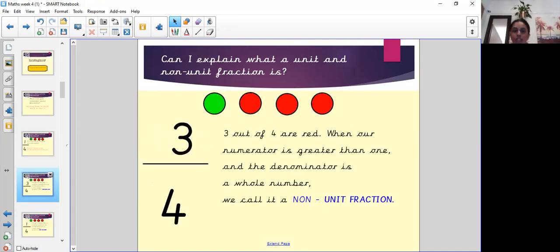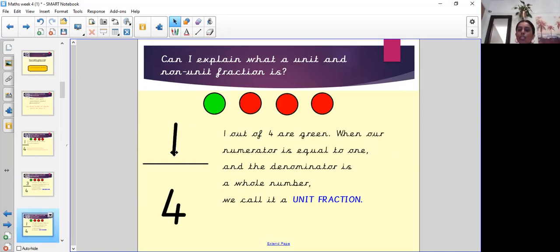Let's just go to this one. So 3 out of 4 are red. There are 4 counters, which is why 4 is at the bottom, and 3 out of the 4 are red. When our numerator is greater than 1 and the denominator is a whole number, we call it a non-unit fraction. The numerator is at the top. If our numerator is bigger than 1, we call that a non-unit fraction.